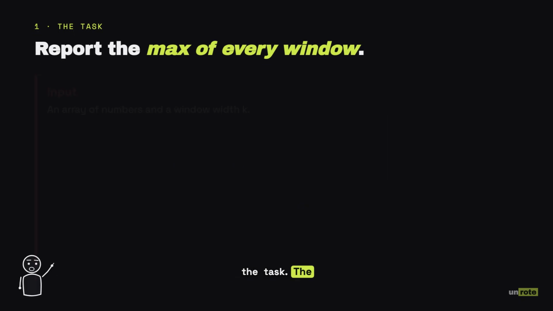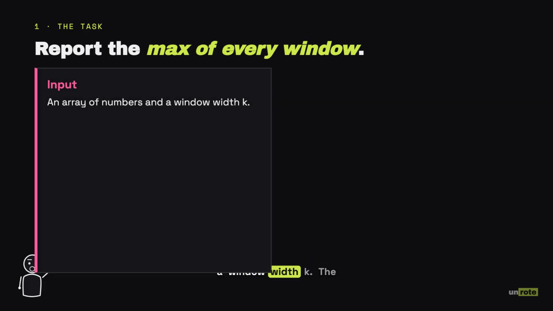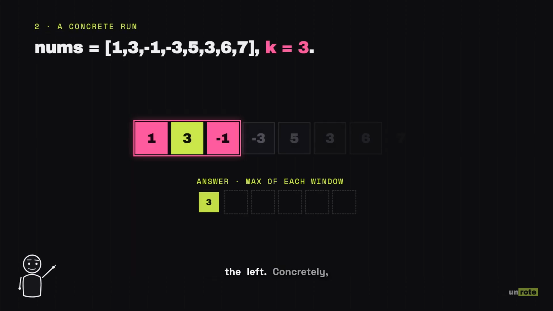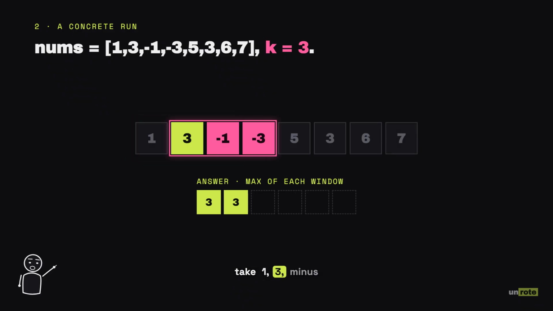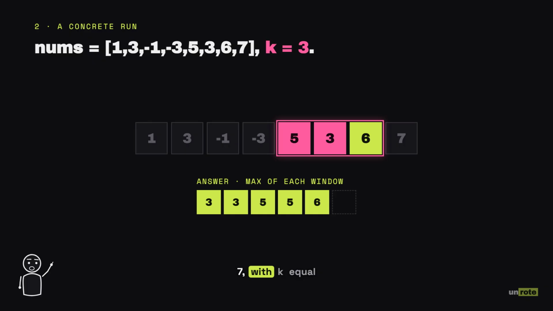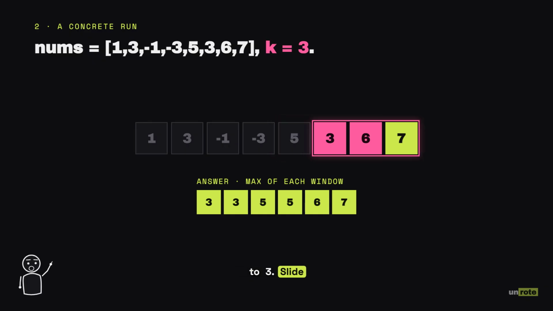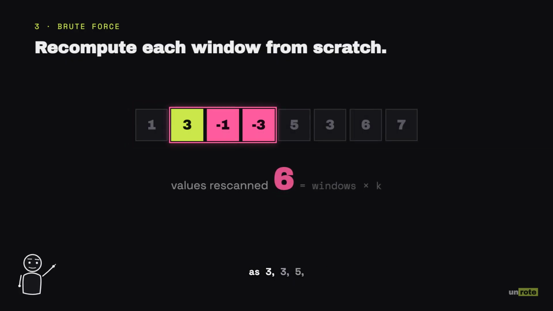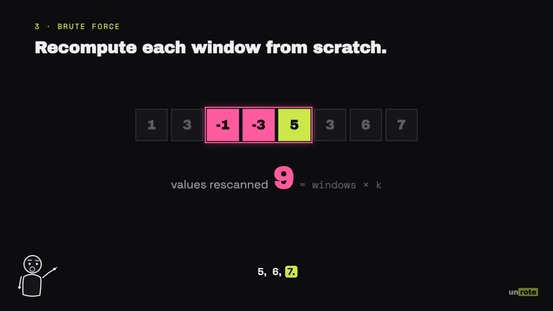First, the task. The input is an array and a window width k. The output is one number per window, the largest value inside it. When the window slides right by one, a new value enters on the right and one value leaves on the left. Concretely, take 1, 3, -1, -3, 5, 3, 6, 7, with k equal to 3. Slide the window across, record each window's max, and the answer comes out as 3, 3, 5, 5, 6, 7.